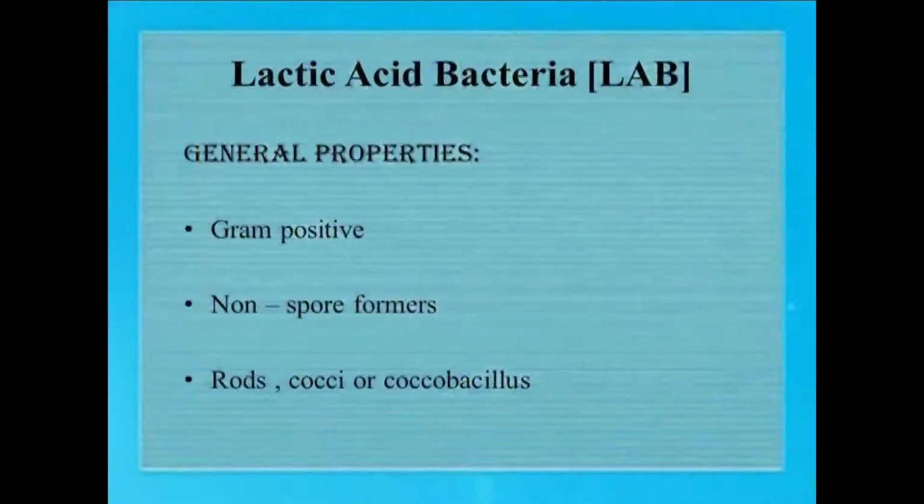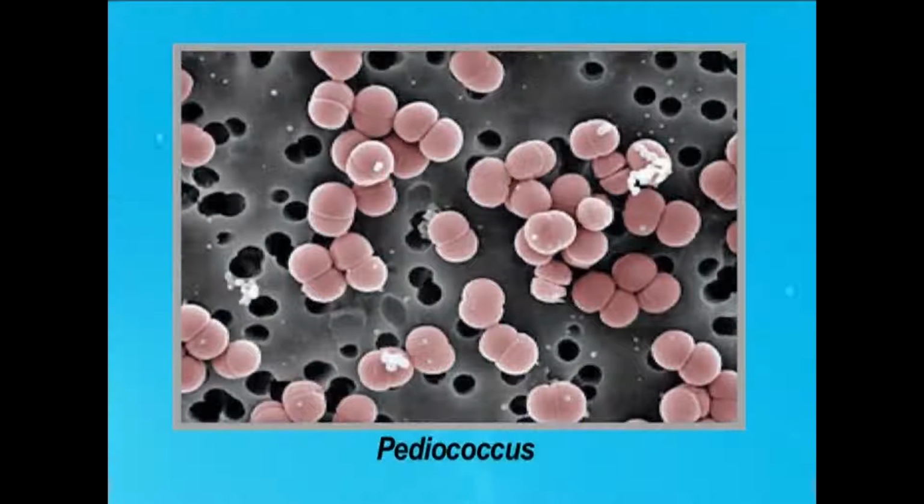The lactic acid bacteria are gram-positive, they are non-spore forming, and they show three different types of morphology. They can be either rods, cocci, or coccobacilli in morphology. Here you can find the different morphology of the lactic acid bacteria. In the case of Pediococcus, they are round in shape. They may occur in clusters or they may be identical.